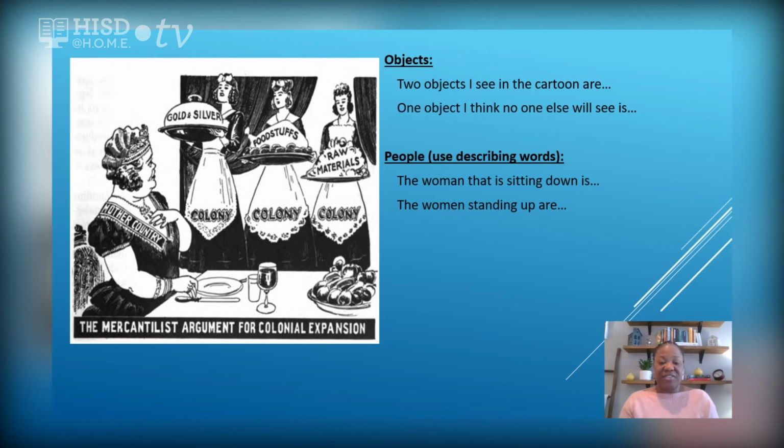All right, so let's look at this picture again, and I have broken it down in a couple of parts. Let's look at the objects, and then let's look at the people. Tell me 2 objects that you see in the cartoon, and then one object you think that no one else will see. Then I want you to look at the people, and I want you to use describing words. The woman that is sitting down is, okay, see if you can fill in that blank. And the women standing up are, right? So I'll give you a moment to figure out what the objects are and what the people are.